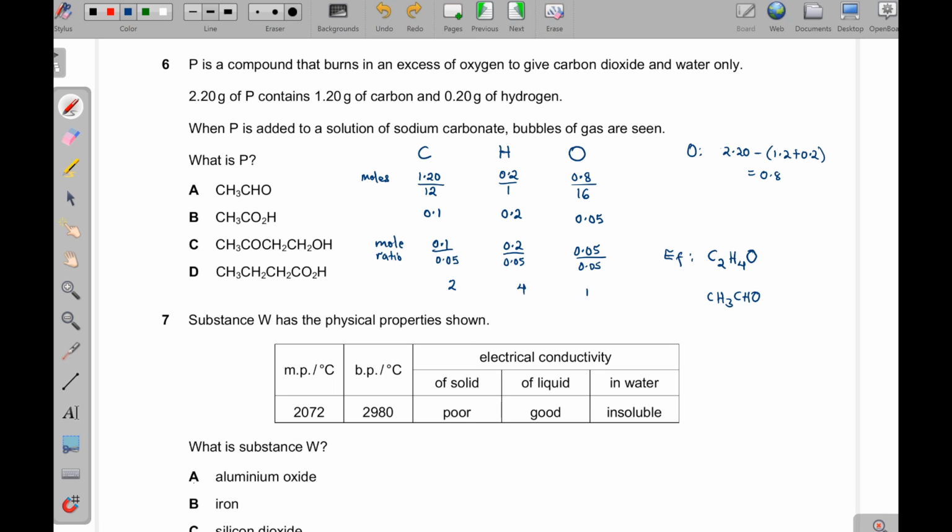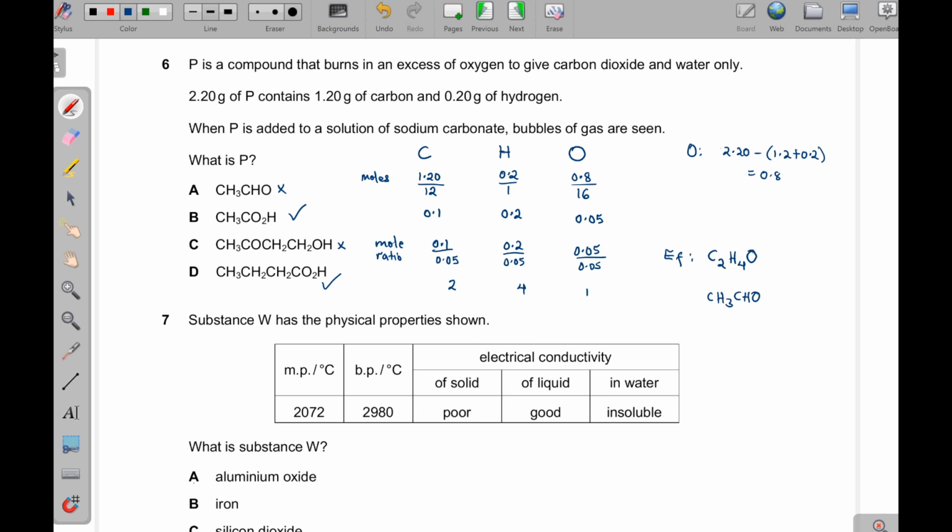You see that? Now, they said when P is added to a solution of sodium carbonate, if this is the P and you add it to sodium carbonate, they are saying bubbles of a gas are seen. Now, if bubbles of a gas are seen, this is an aldehyde. It does not react with sodium carbonate. So that means the answer cannot be this one here. Okay, it can't be that one there, and it cannot be this C here.